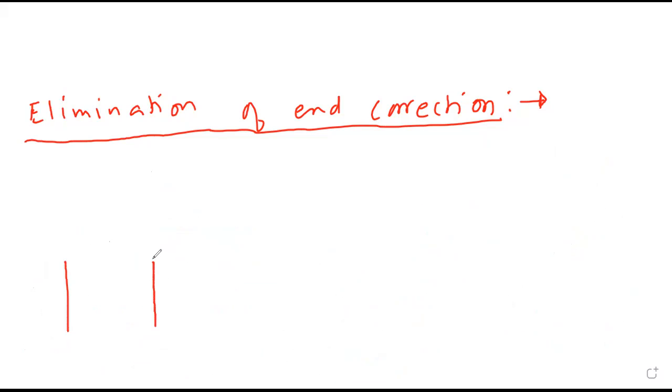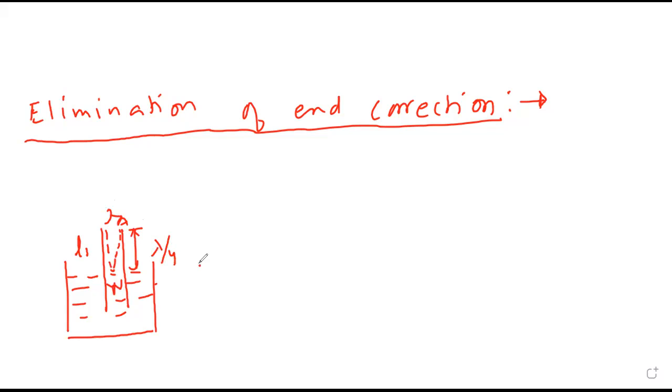This is a container containing water, in which the resonance tube is adjusted to vibrate at minimum length. So if this is the vibrating length, minimum means one antinode and one node. Can I say the distance will be lambda by 4?